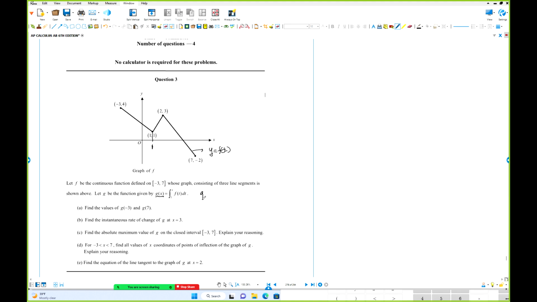What is g of 2? X is 2, so that is the integral from 1 to 2 of f of t dt. That is the value of g of 2. G of 2 is the area of this region from 1 up to 2 over here. The area of this is equal to g of 2. Are you okay with this? All right, that's the meaning.